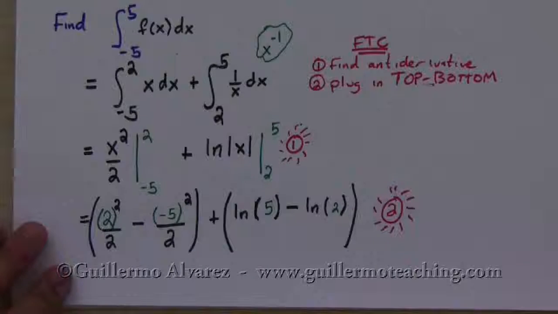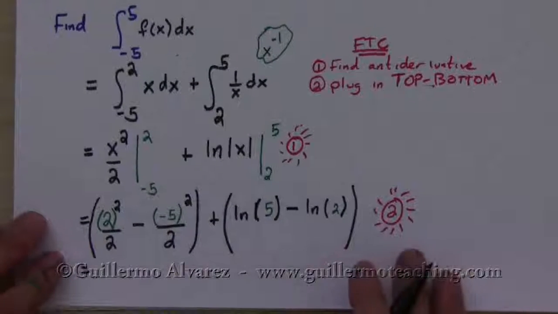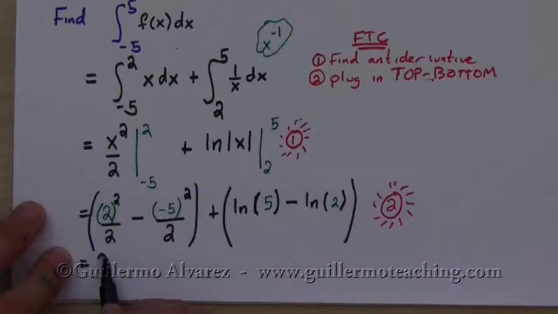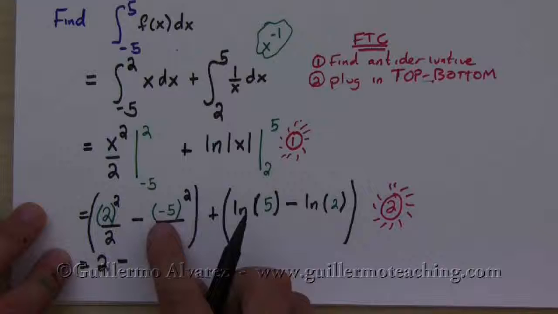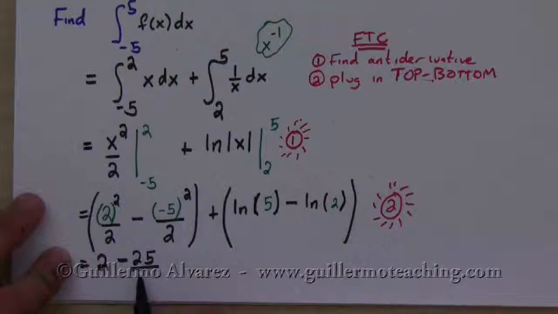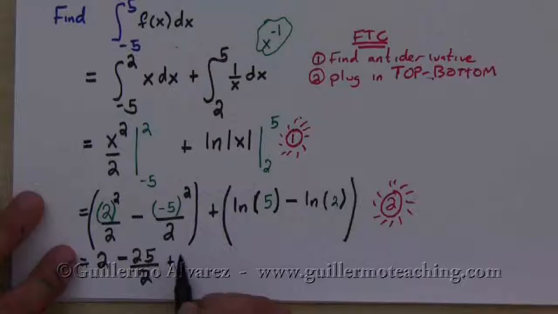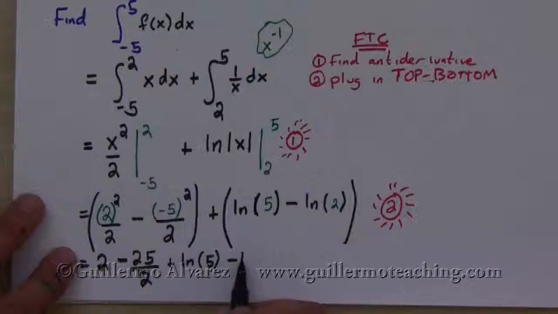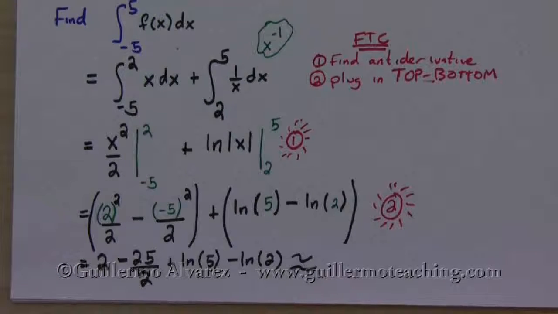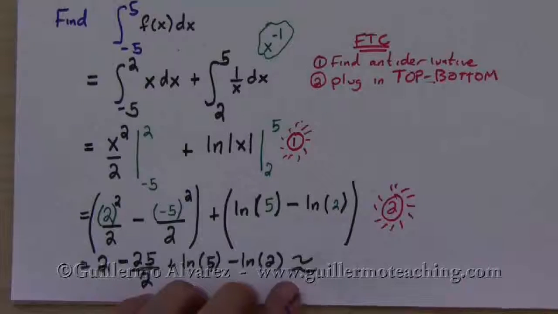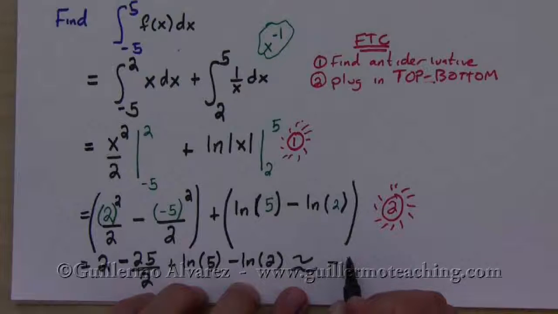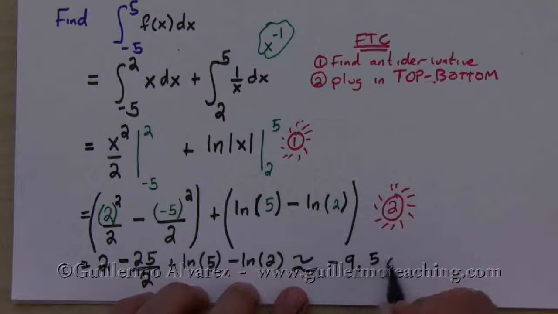Okay, and so then this is equal to, well, we can simplify this quite a bit. 2 squared is 4 over 2 is 2. And then minus negative 5 squared, which is positive 25 over 2. So it's minus 25 over 2. And then plus natural log of 5 minus natural log of 2. And if we plug this into our calculator, we're going to get, this is about negative 9.58.